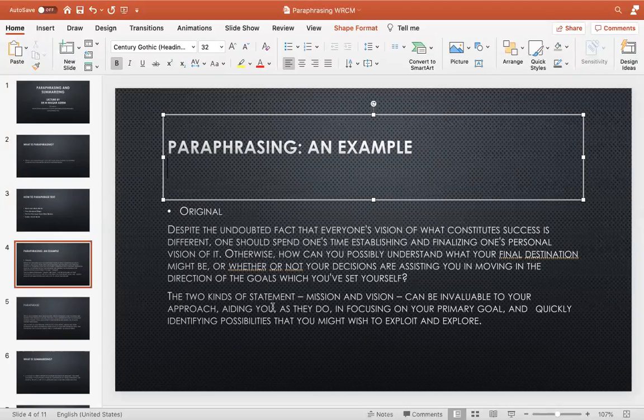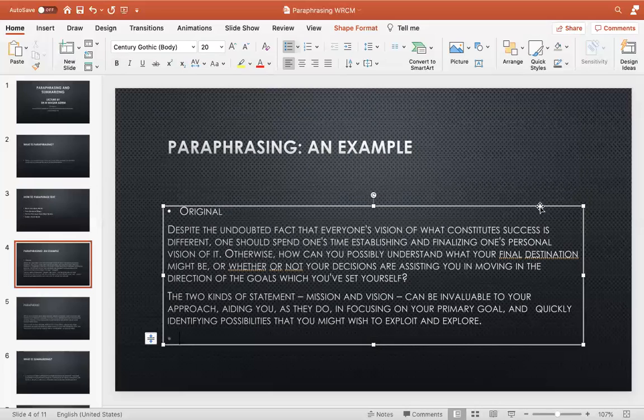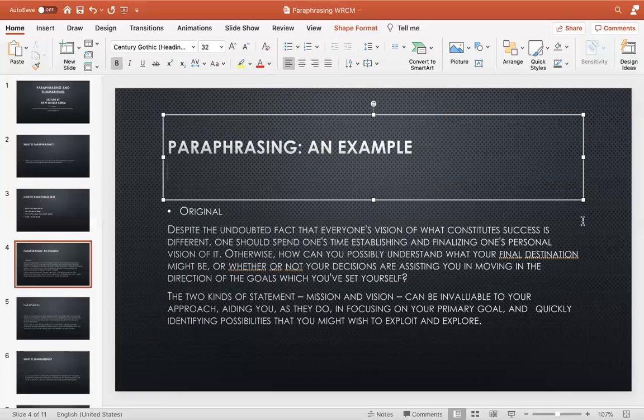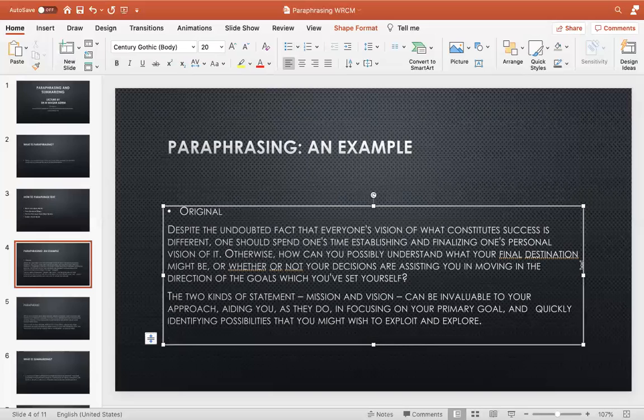The two kinds of statement, mission and vision, can be invaluable to your approach, aiding you as they do in focusing on your primary goal and quickly identifying possibilities that you might wish to exploit and explore. So this is the original paragraph. A few characteristics of this paragraph you might have noticed.